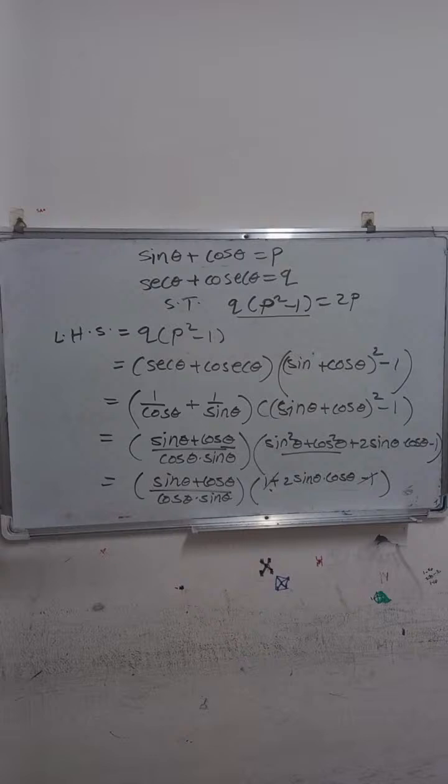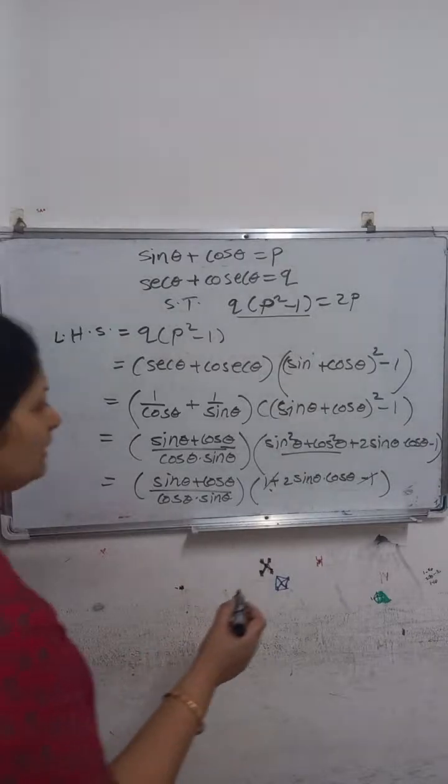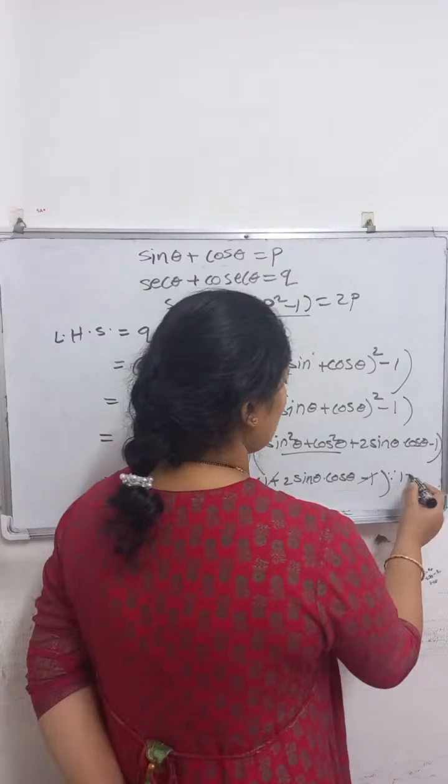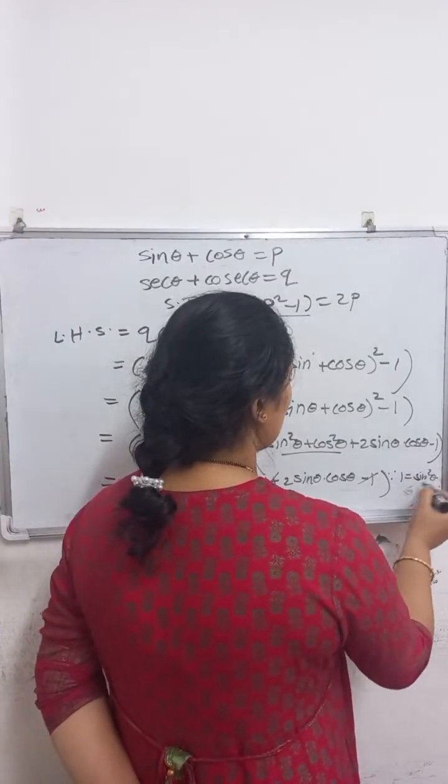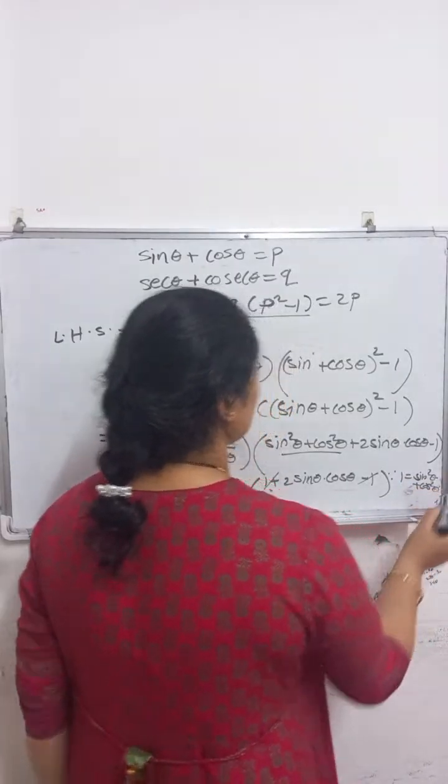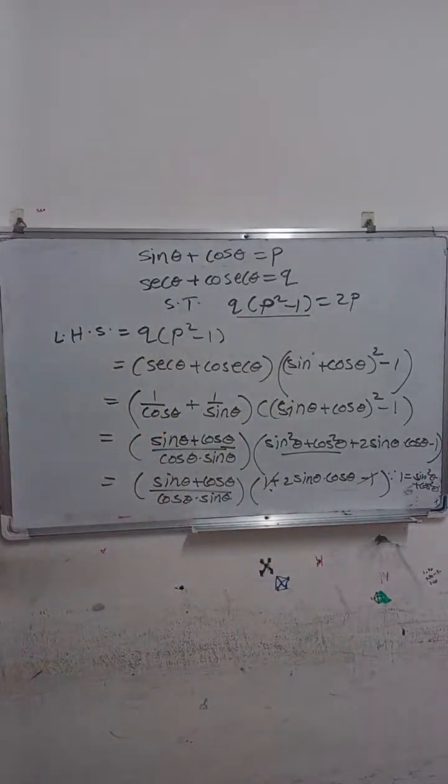If you want, you can write a reason here: 1 is equal to sin square theta plus cos square theta. So copy up to here. The question is not finished, so I will erase the first 2 lines, and then I will continue further.